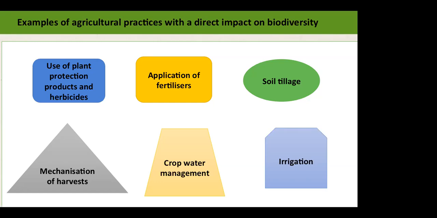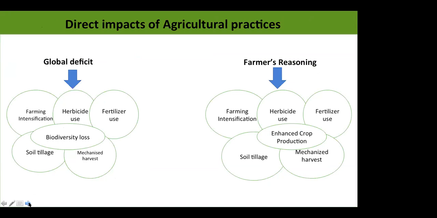Then what about irrigation? This is peculiar to places where the rainy season is not as long, where they have drought, in the Sahara area of Africa, and you engage in irrigation. All of this have a way of contributing to biodiversity loss. Now, to the next slide, we have the direct impact of agricultural practices.